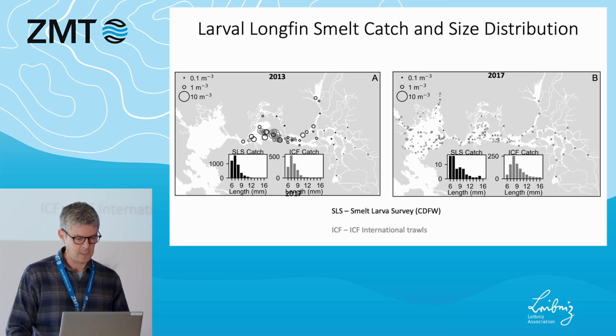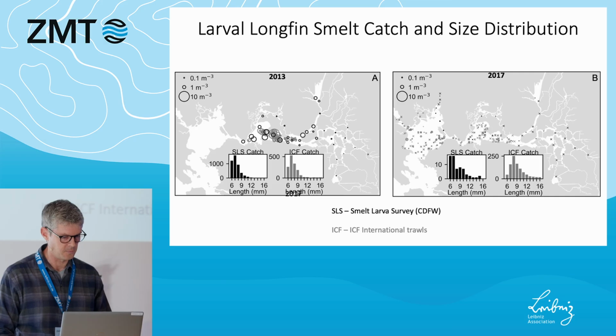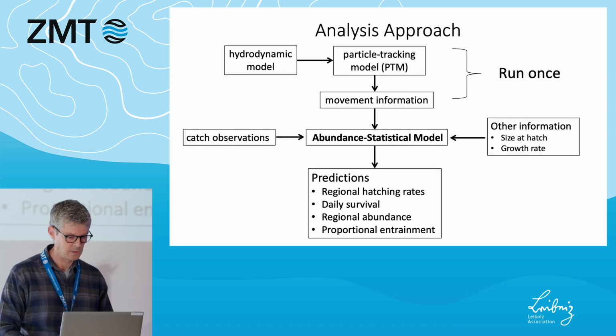And so you could ask yourself why there's such a sharp peak around 7 millimeters. Is it because there's high mortality, or is it because the larvae are transported out of the survey region by net flows? So that's one of the things we can understand with this sort of analysis.